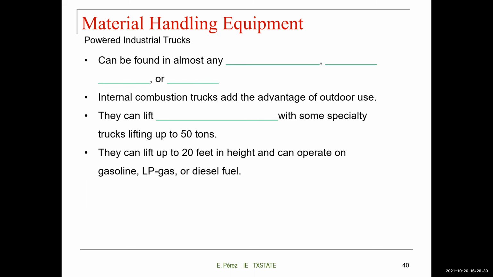These trucks can be found in almost any manufacturing plant, loading dock, or warehouse. Internal combustion trucks have the advantage of outdoor use. They can lift 2,000 to 15,000 pounds, with some specialty trucks lifting up to 50 tons. They can lift up to 20 feet in height and can operate on gasoline, LP gas, or diesel.